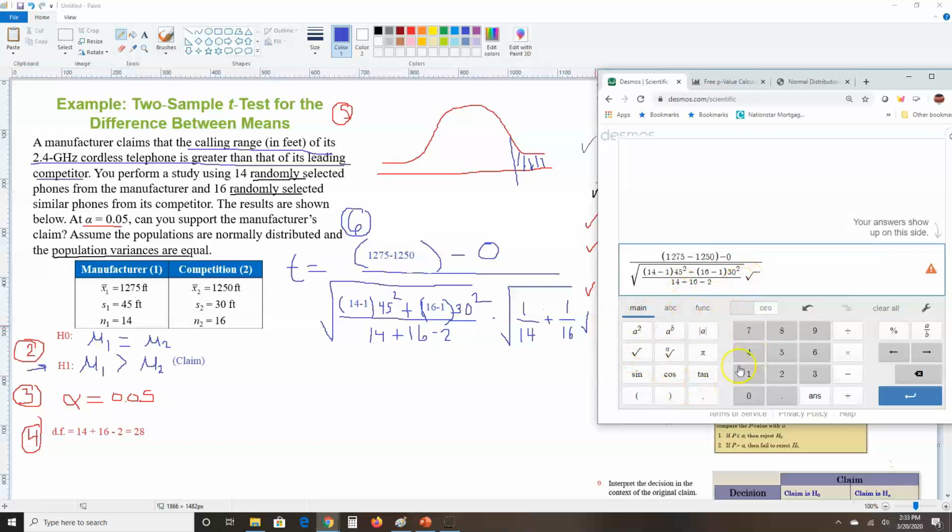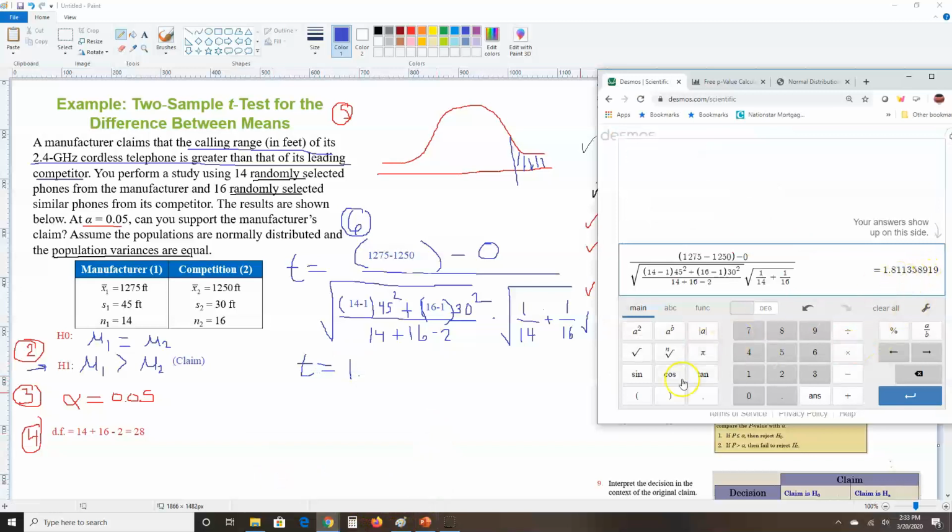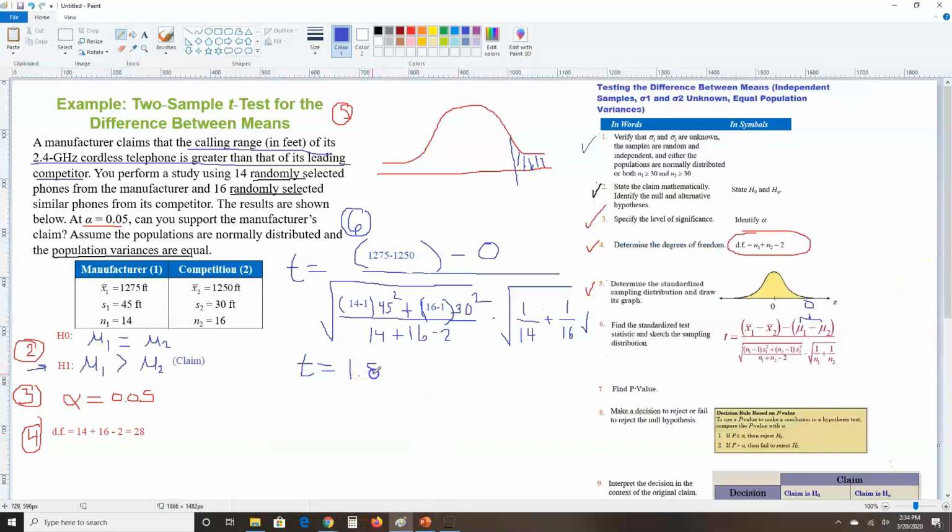Okay. And inside there I had two fractions. So the first one is 1 over 14 plus 1 over 16. And you see I typed everything I wrote here, I type it there. Okay, always check that it looks the same. And look, I got my t, my test statistic, usually 2 decimal places. So this will be t equals 1.81. Okay, and there is my t, and I did step number 6. Now we're gonna do step 7.